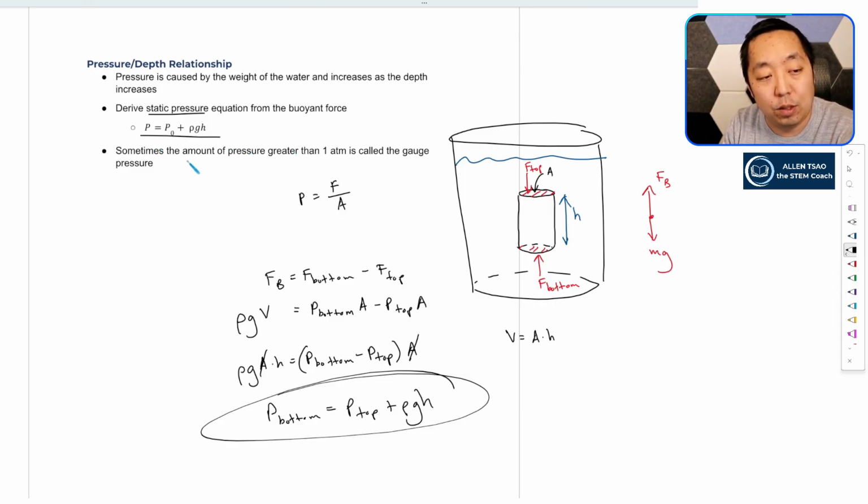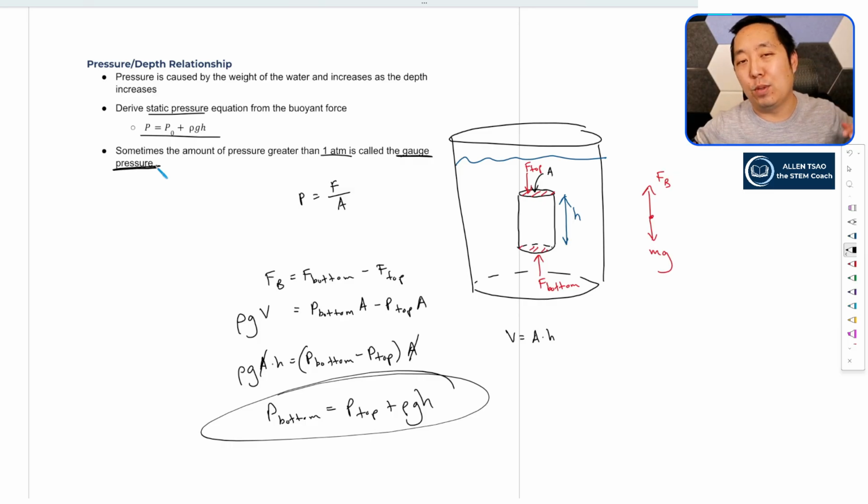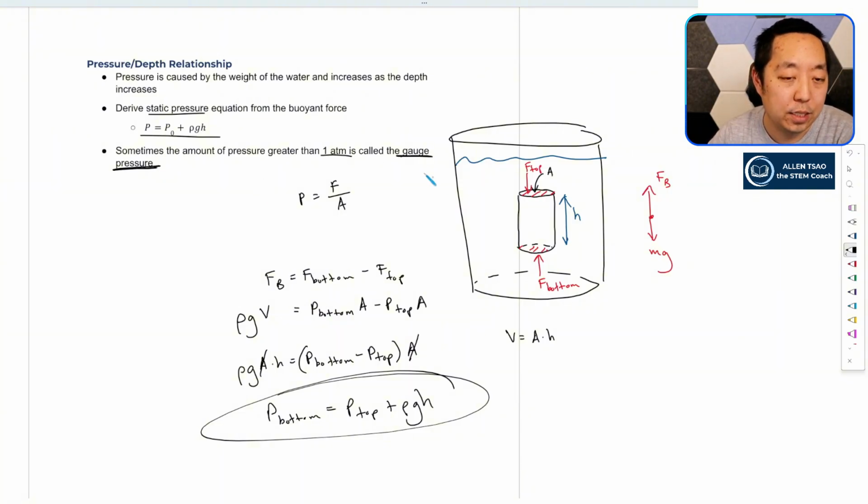Sometimes, as a side note, the amount of pressure greater than 1 atmosphere is called the gauge pressure, because 1 atmosphere is what you normally feel. There's pressure from the air around you right now that you're just used to. You don't feel like things are pushing on you because you've lived with it your entire life. So you're naturally acclimated to that pressure, and sometimes we talk about the difference in pressure beyond 1 atmosphere as the gauge pressure.